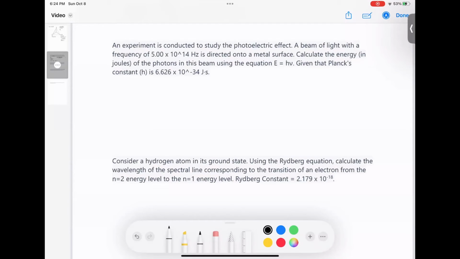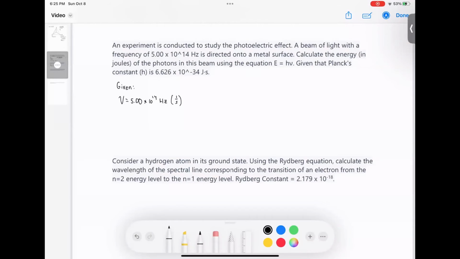A beam of light with a frequency of 5.00 times 10 to the 14 hertz is directed onto a metal surface. Okay, when you see that, hertz, what does that remind you of? Frequency, right? So let's write out our givens. I know I should have finished the problem before writing this out, but let's just write it on the fly. 5.00 times 10 to the power 14th, and that's going to be in hertz. We also know hertz is 1 over second, so I'm going to put that in parentheses.